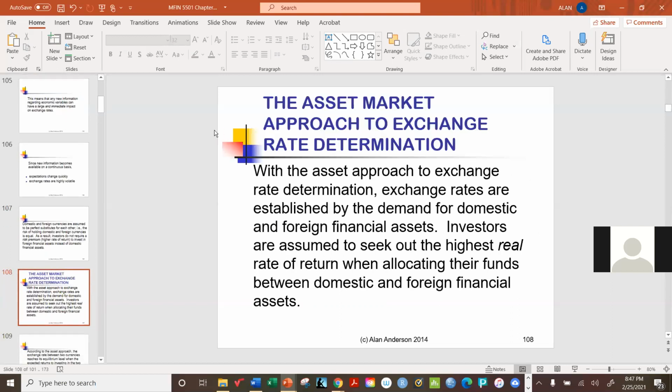So this is all collectively known as the asset market approach to exchange rate determination. And like I basically said before, what we're essentially doing is treating currencies as another type of financial asset that investors could buy and hold, as opposed to, let's say, stocks and bonds.